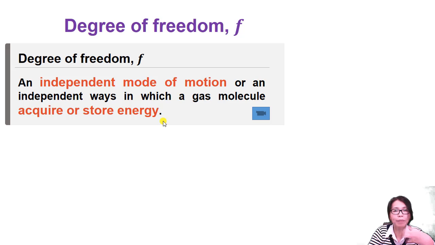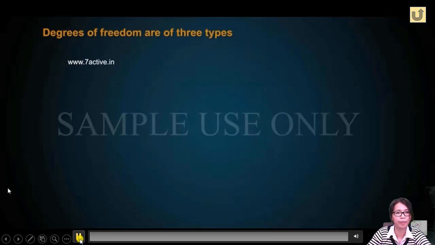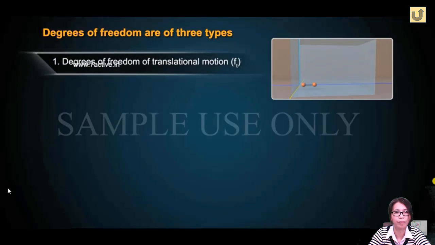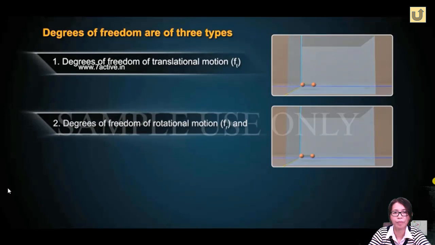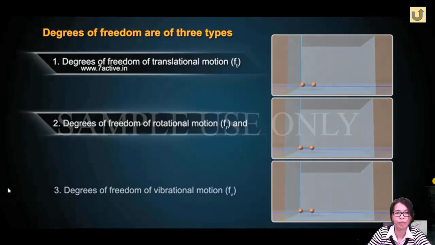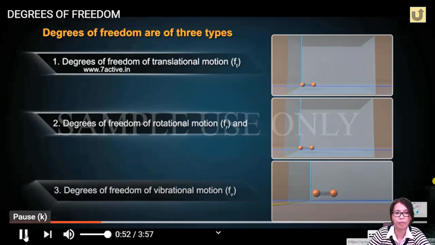So what type of motion might they have, and through that kind of motion, the gas molecule can store energy. Let us see what types of motion we might have for a gas molecule. Degrees of freedom are: 1. Degrees of freedom of translation motion, F. 2. Degrees of freedom of rotation motion, F1. 3. Degrees of freedom of vibration motion, F2.